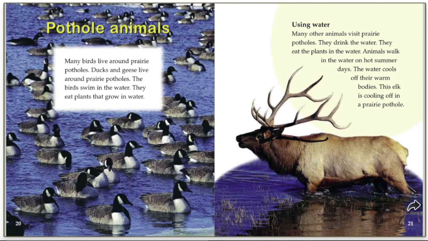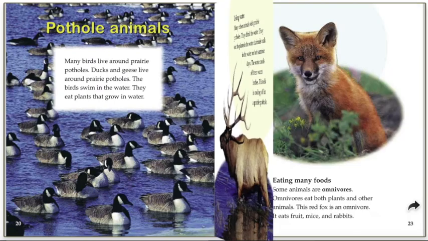Using water. Many other animals visit prairie potholes. They drink the water. They eat the plants in the water. Animals walk in the water on hot summer days. The water cools off their warm bodies. This elk is cooling off in a prairie pothole.